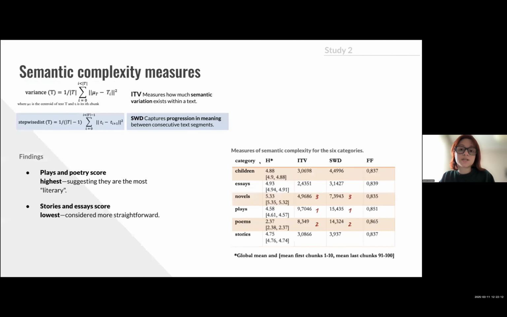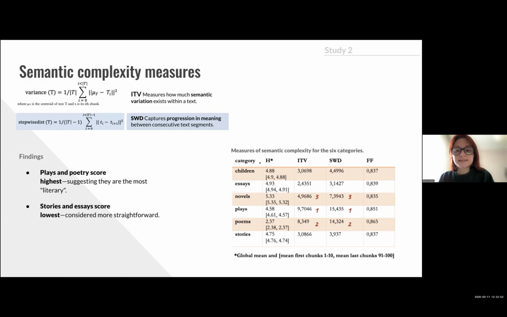Let's proceed. To measure literariness, they also applied two key metrics, the ITV and SWD, intratextual variance and stepwise distance, to measure how much a text shifts in meaning, with the idea that literary texts show greater variation. Findings suggest that plays and poetry have the highest values. Let's take a closer look. Plays score highest in ITV and SWD, reinforcing the idea that drama is structurally rich and varied. Poetry follows closely, showing significant complexity, which is surprising given its condensed metaphorical nature.